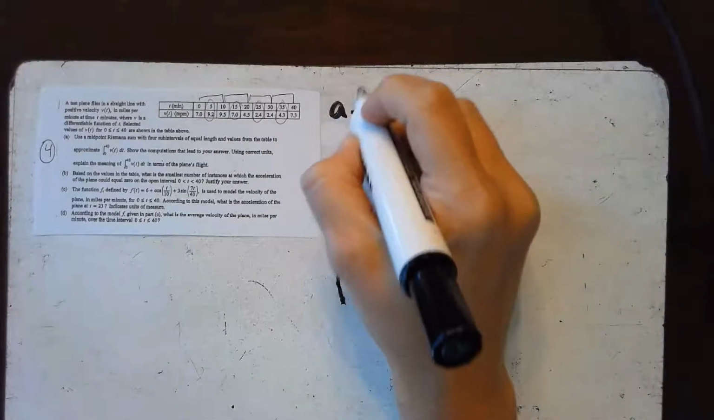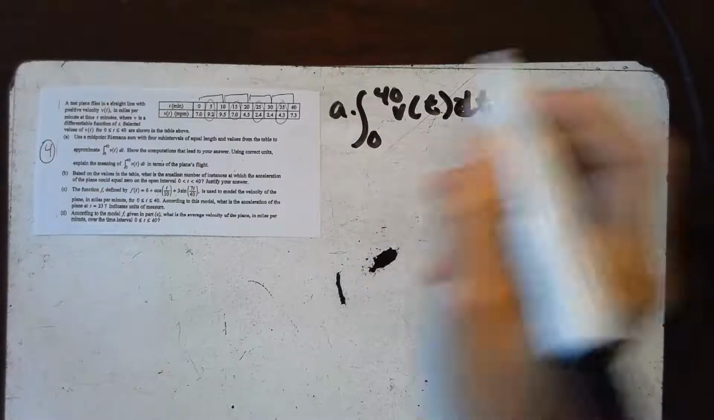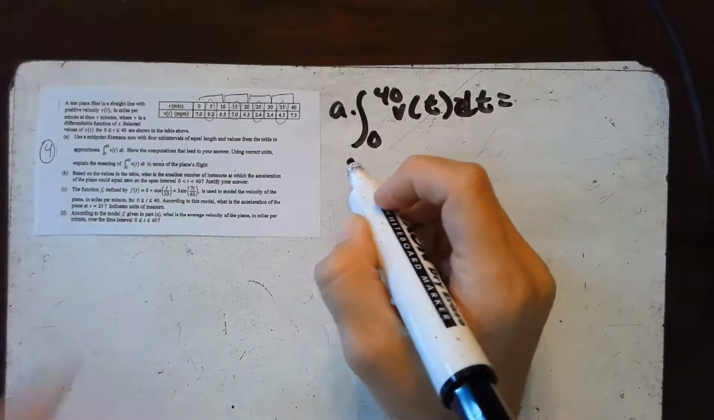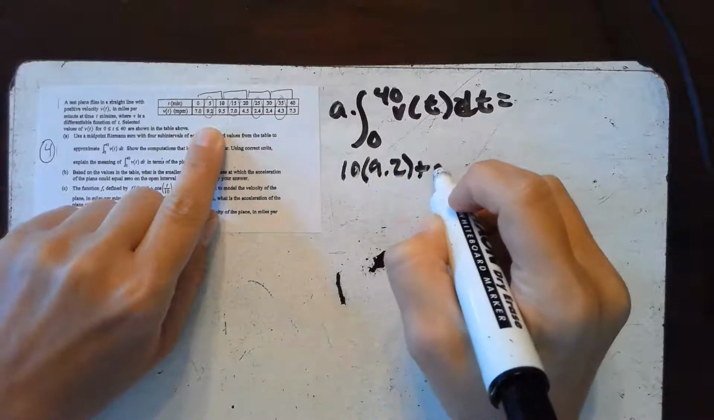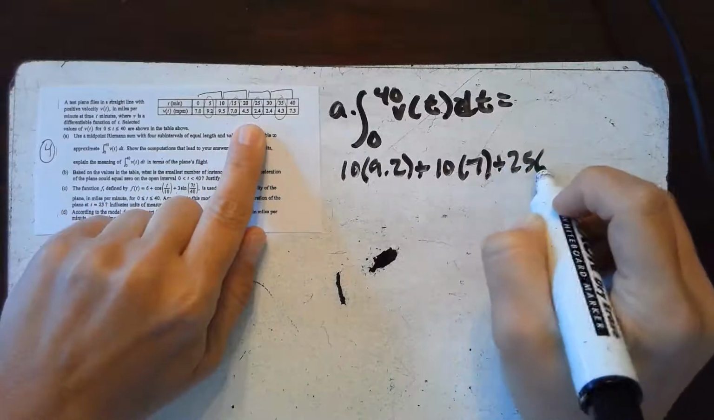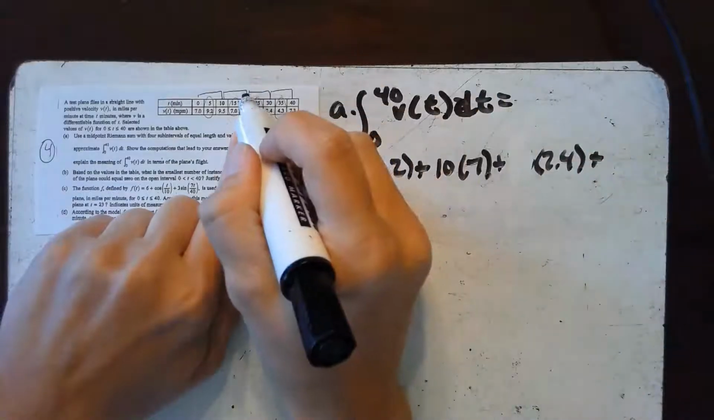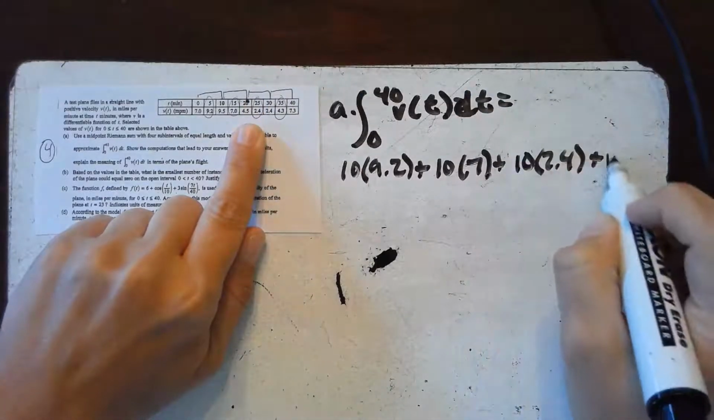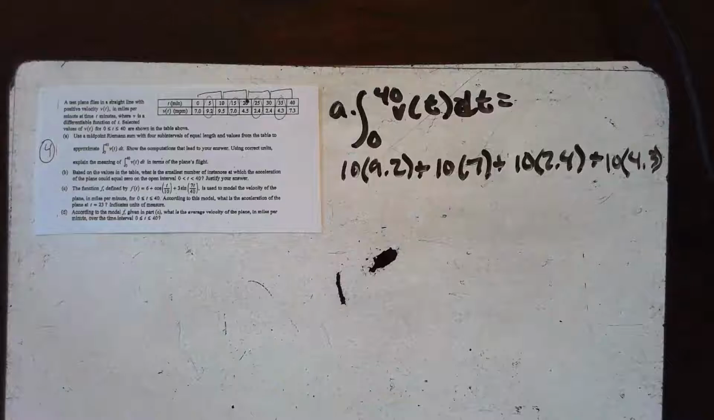All right, so to find the integral from 0 to 40 of v of t dt, we're going to subtract 10 minus 0, which is 10, and then times it by 9.2 plus 10 times 7, plus, from 20 to 30 is another length of 10, and then 10 times 4.3. Once I plug all that in, I get 229.